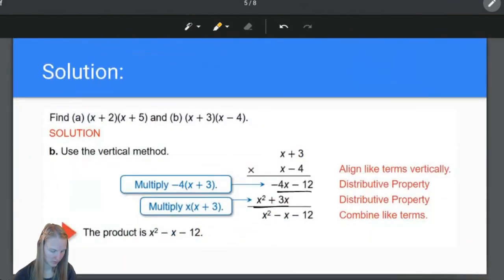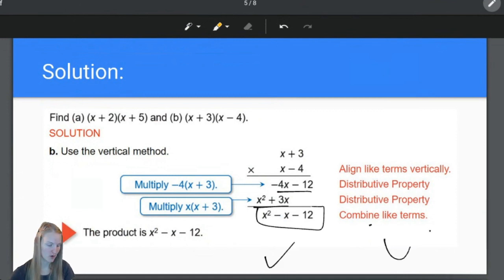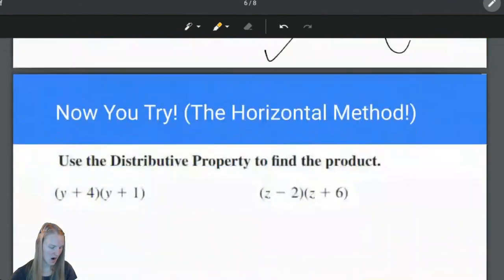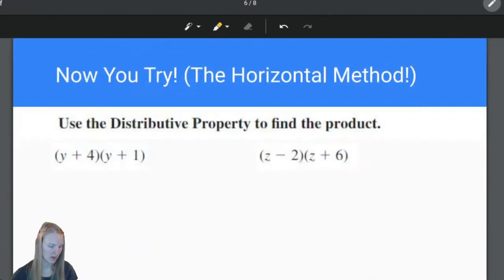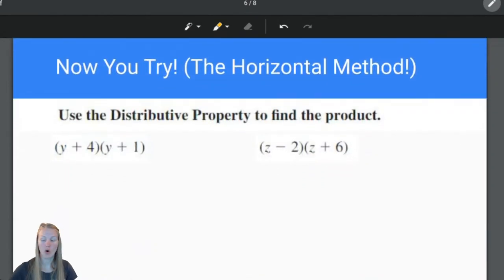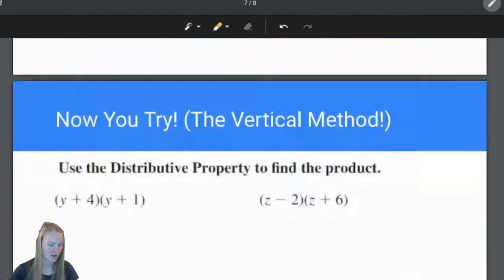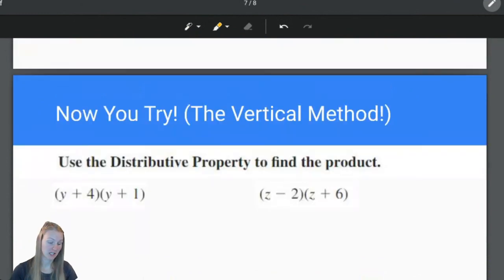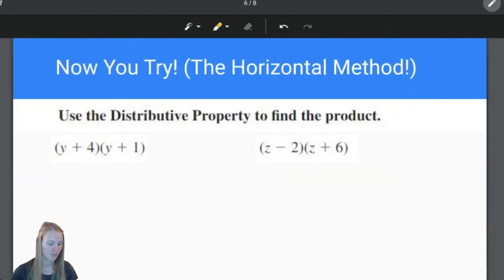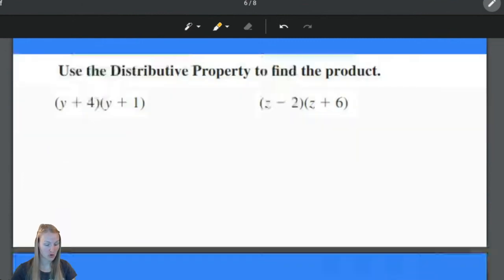Beautiful, beautiful, and beautiful. We were correct. All right, now I want to give you some space to try. I want you to try the horizontal method, and then we're going to have the same problem. So we're going to do the horizontal method, and then we're going to do the vertical method on the exact same problems. So if you hated one of them, you're like, the horizontal method, garbage.